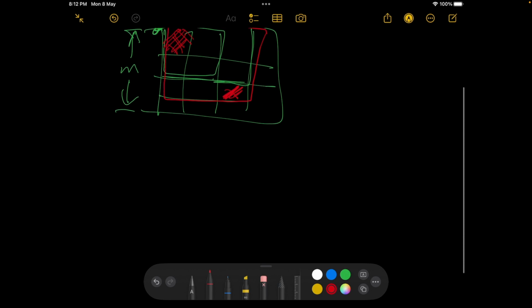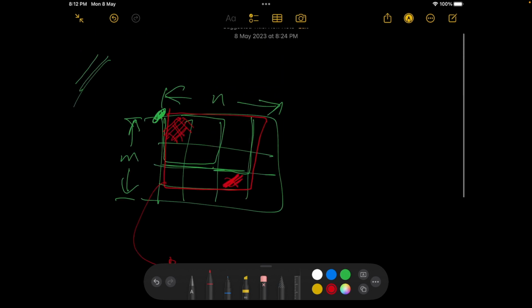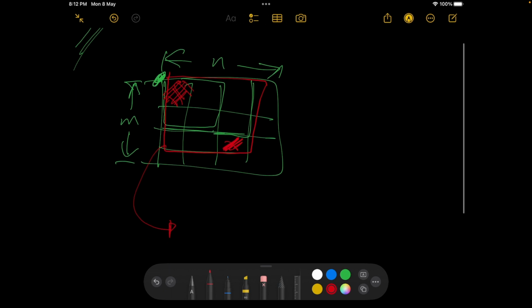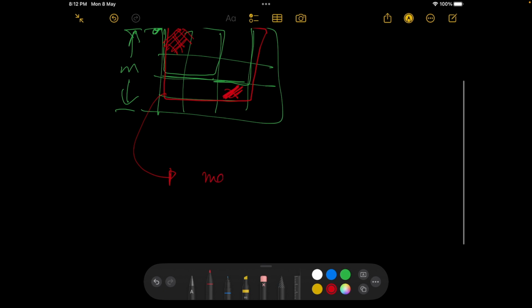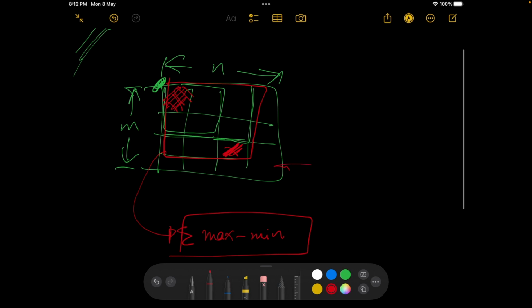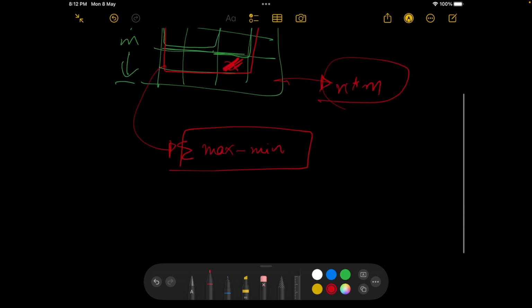Now in all these cells, over here there are a total of 9 cells, 3 into 3, there would be a maximum and there would be a minimum, right? So we have to do maximum minus minimum, and give the sum of this value for all the rectangles possible. Technically how many rectangles would be possible? In total there would be n into m rectangles possible, right? So for all of these n into m rectangles, we have to provide the sum of maximum minus minimum.